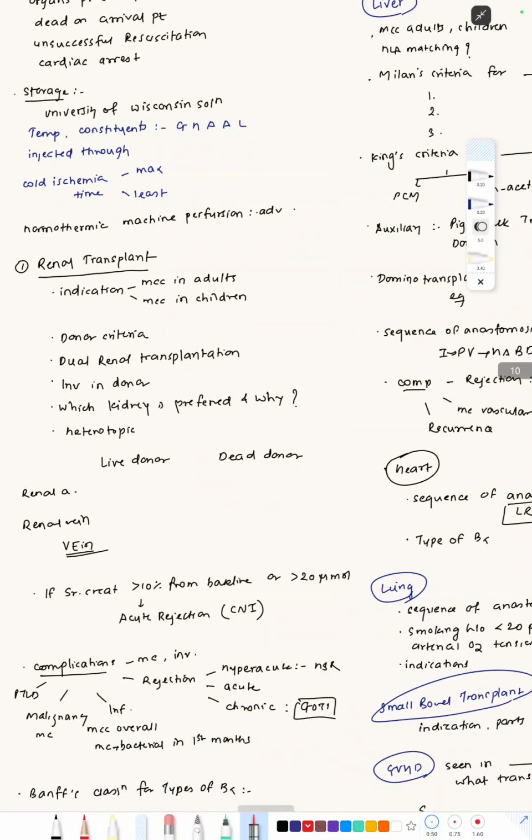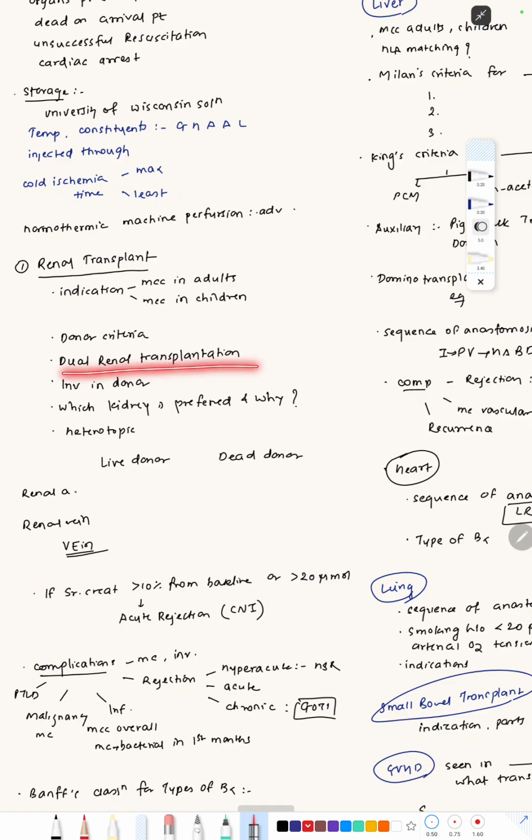Talking about the individual transplants, the first is the renal transplant. Indications of renal transplant: the most common cause in adults is diabetic nephropathy, and the most common cause in children is glomerulonephritis. The donor criteria: a person more than 60 years of age and fit, or more than 50 years of age who has hypertension, a serum creatinine of more than 1.5, or a history of stroke can be used.